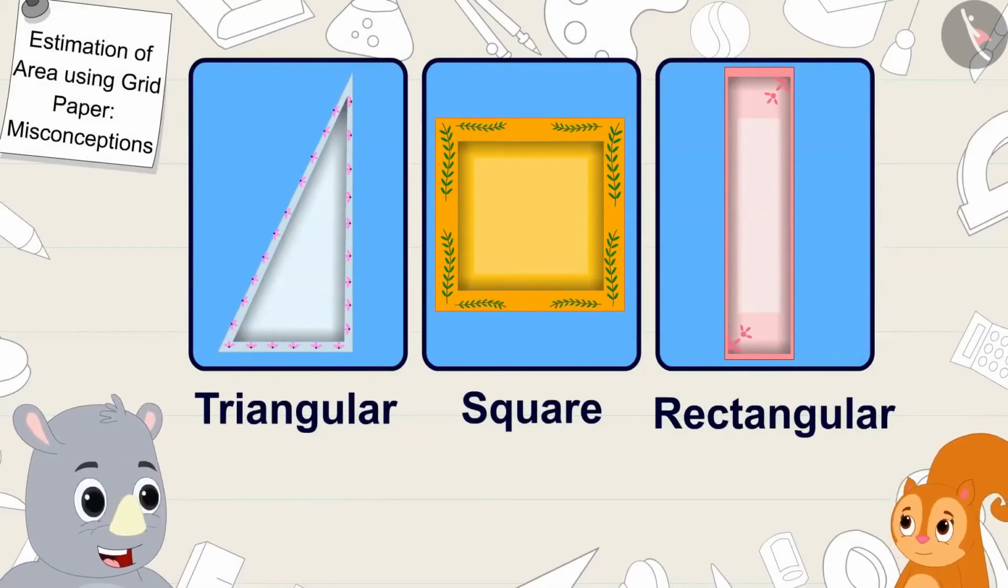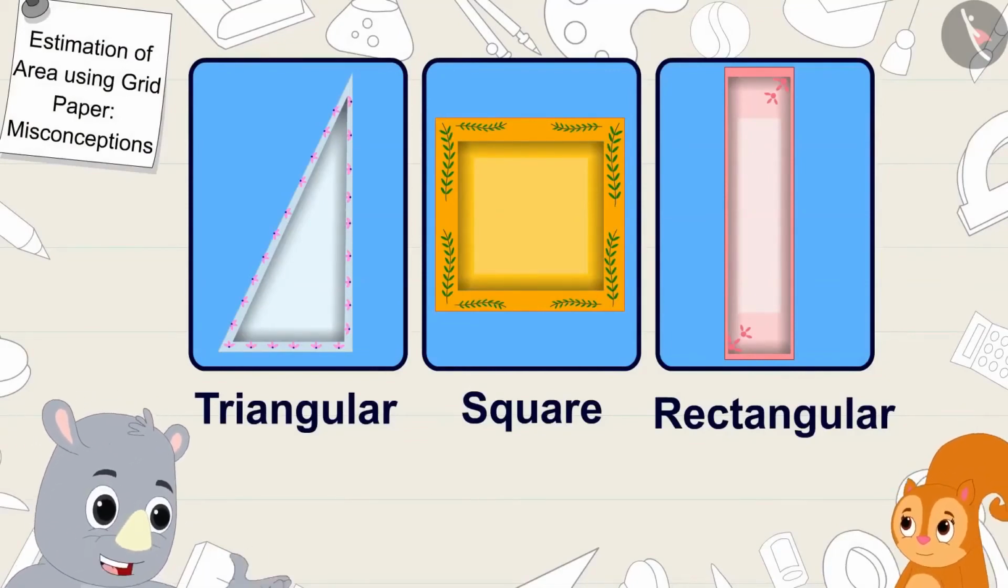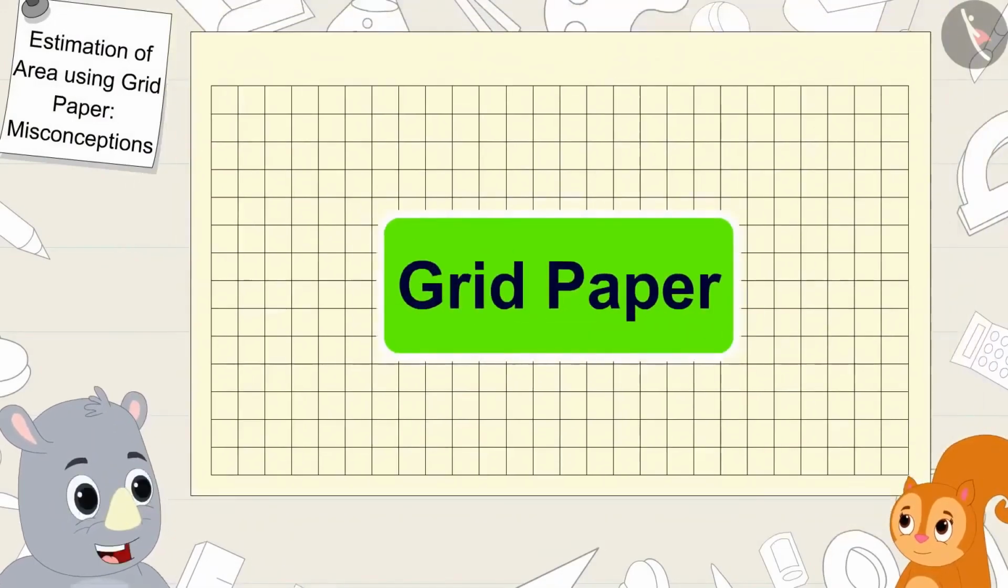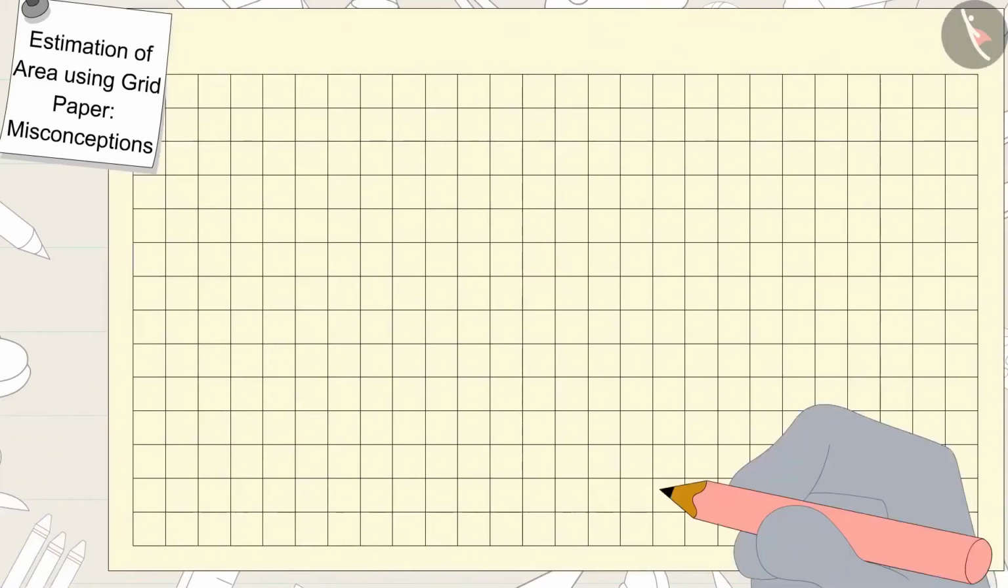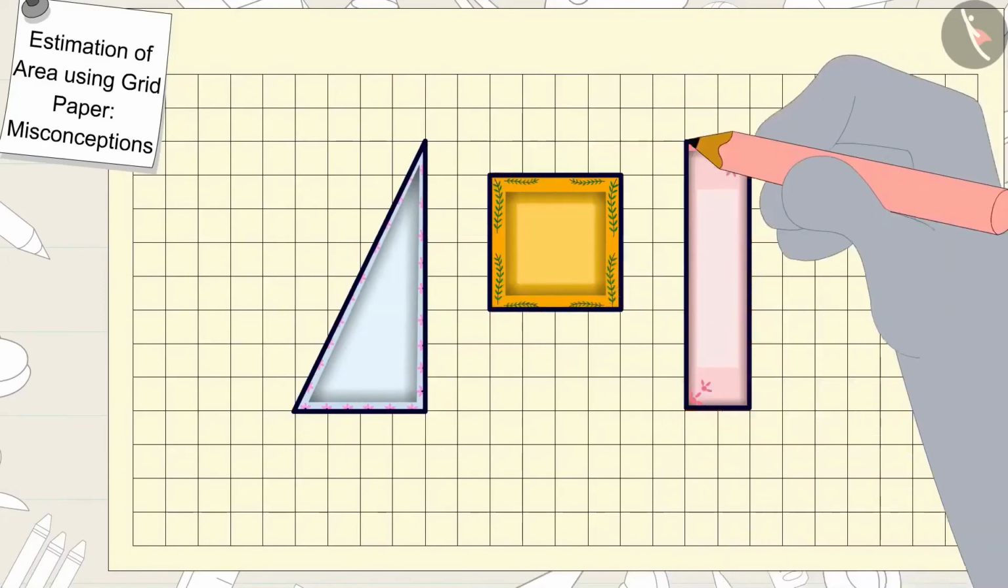Gaggu laughed and said, No, Chanda, come, let me explain this to you using this grid paper. After saying this, Gaggu used a pencil to trace the outlines of the 3 plates onto the grid paper.